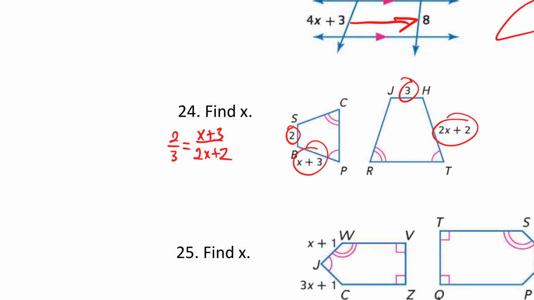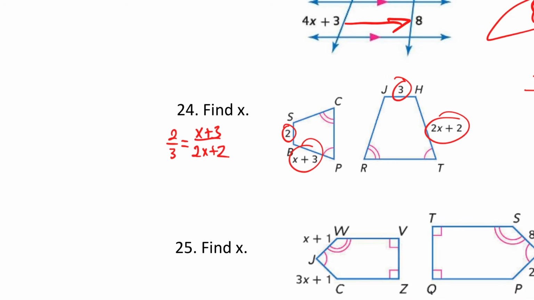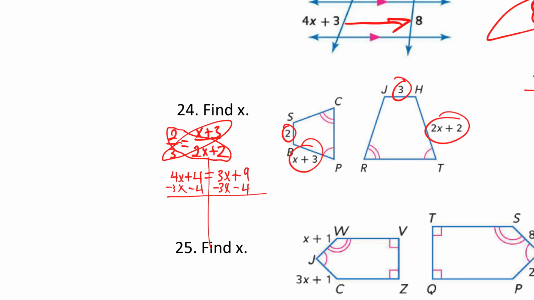All right. So 2 is to 3 as x plus 3 is to 2x plus 2. Then we just cross multiply. What is 2 times 2x plus 2? 4x plus 4. And then what's 3 times x plus 3? 3x plus 9. Okay, then we're going to subtract 3x from both sides. Subtract 4 from both sides. This leaves x. This zeros, and 9 minus 4 is 5. X equals 5 here.